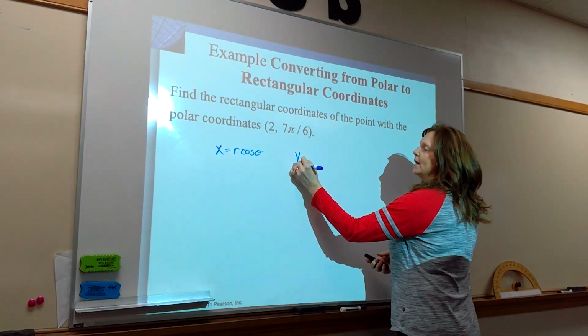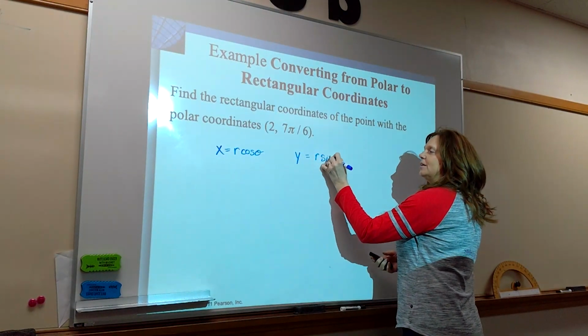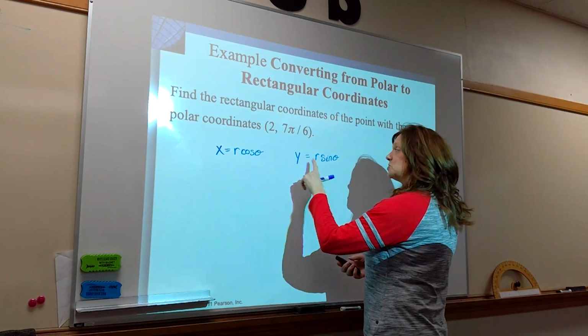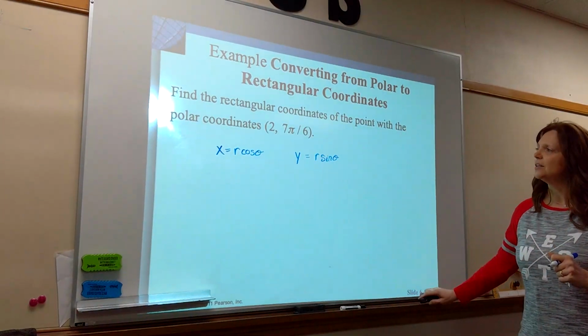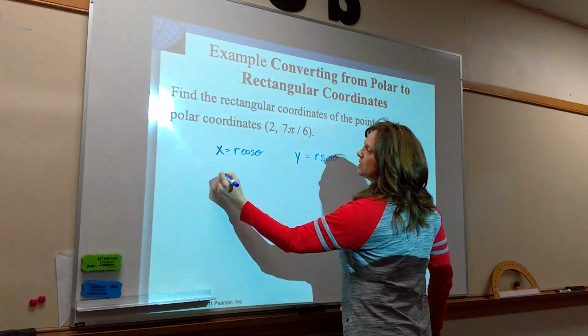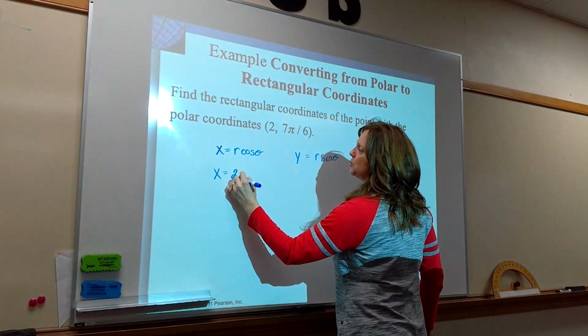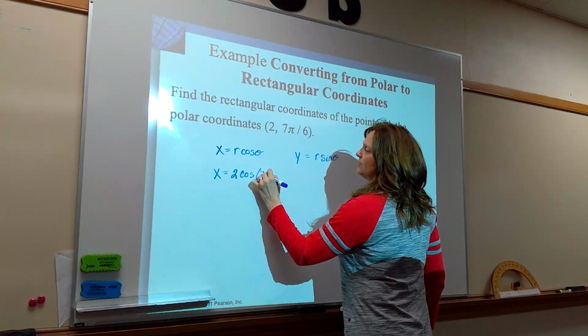And then y is going to be r sine theta. Hopefully that makes sense to you. X is cosine, y is sine, like it is on the unit circle. So we're just going to substitute in and calculate. So 2 cosine 7 pi over 6.